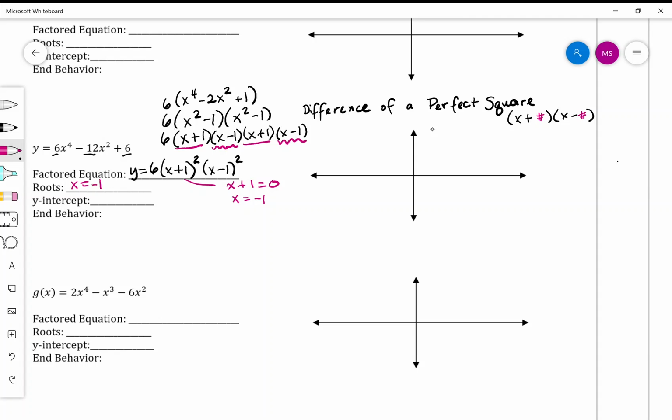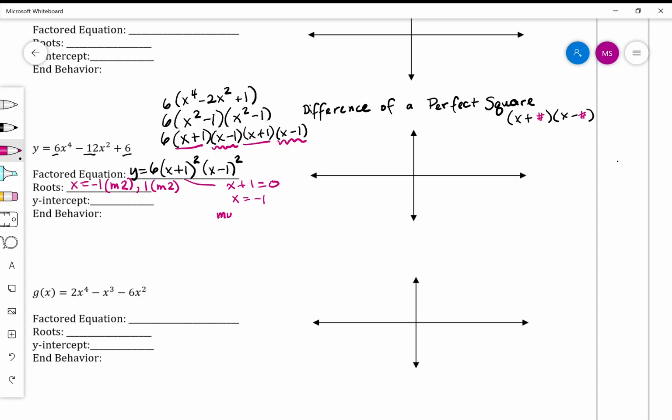Multiplicity of 2 because of that 2 exponent. So parentheses m2, so that I can show that I know that there's a multiplicity. That means there is a bounce when your x-intercept is at -1. Similarly, when we solve for this one right here, that's going to give us a +1, and again, multiplicity of 2. Your multiplicity is really the same as your exponent, all right?